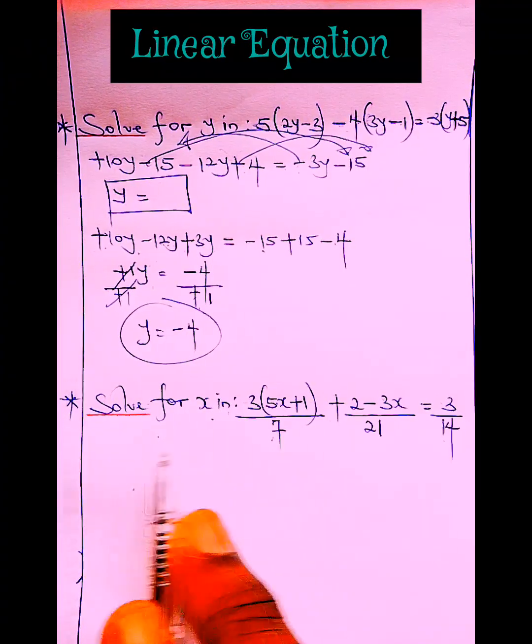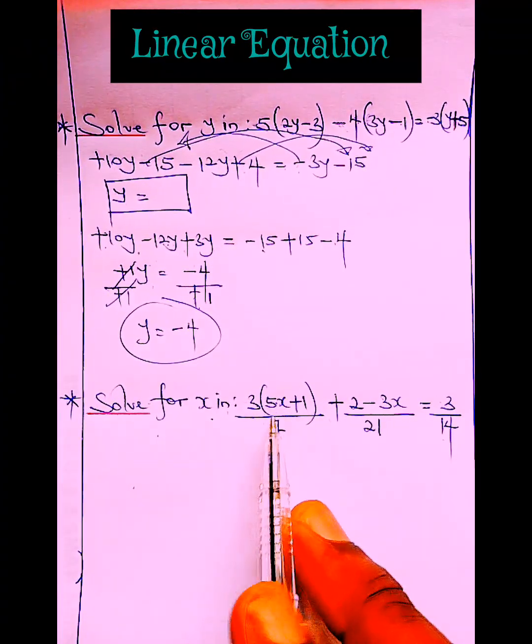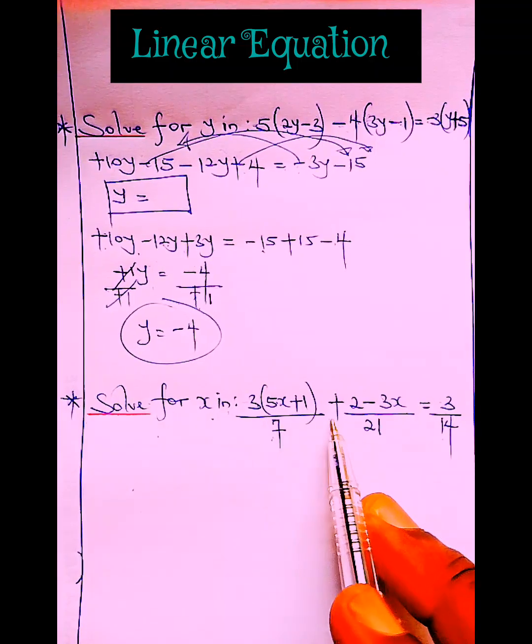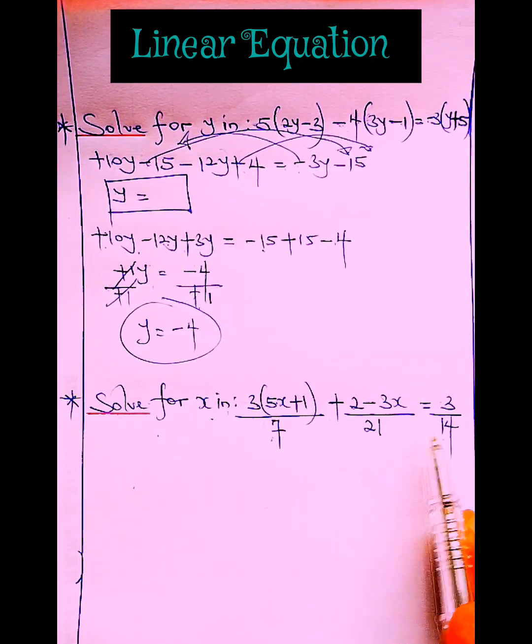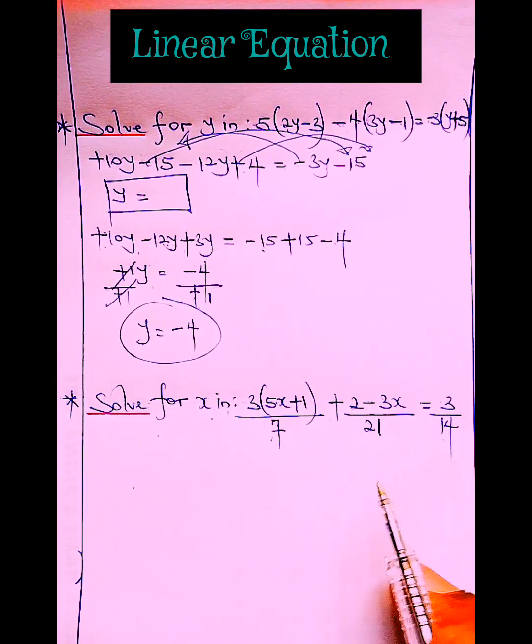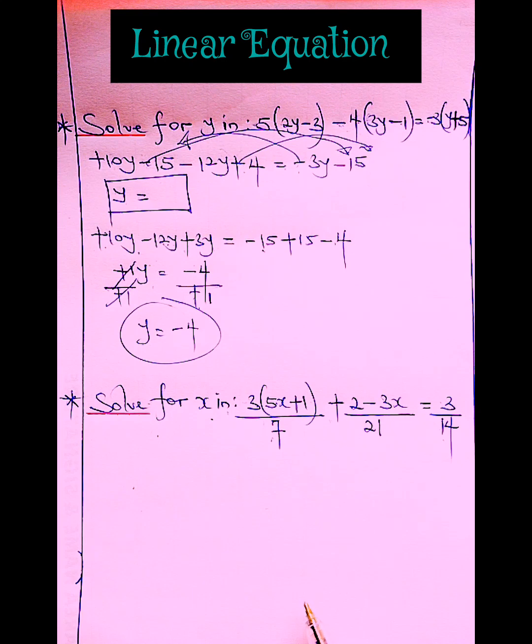Question 2: solve for x in 3(5x + 1)/7 + (2 - 3x)/21 = 3/14. This was the second question we were given as a take home in our previous exposition.